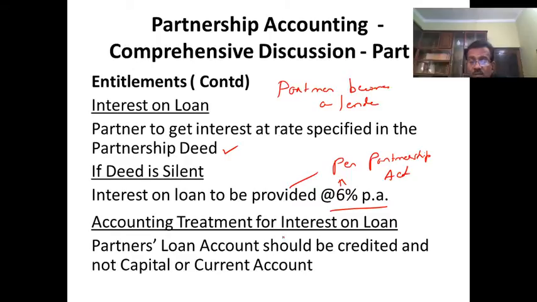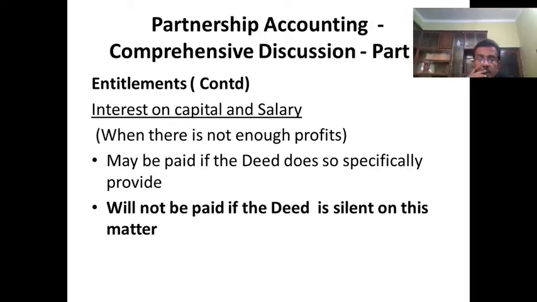So the journal entry should be interest on loan debit, to partner's current account. In case you pay it off, then it's fine, to bank. If you are not able to pay it, then please debit interest and credit partner's loan account, not to partner's capital account or current account. What this current account is will come. Okay.